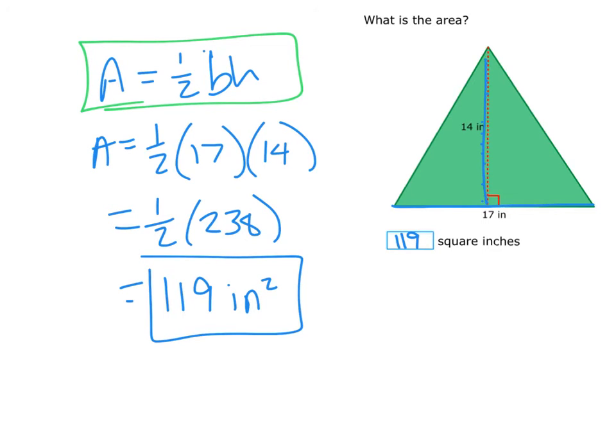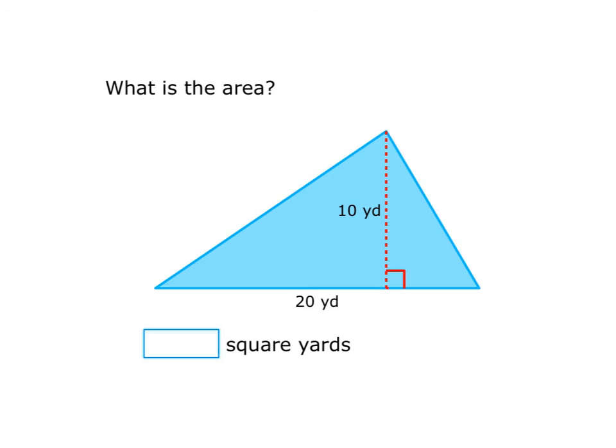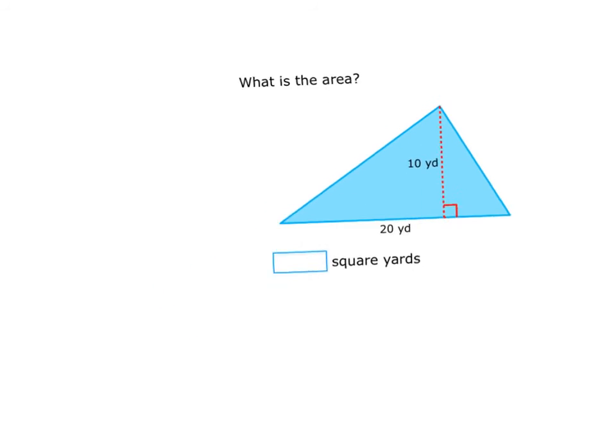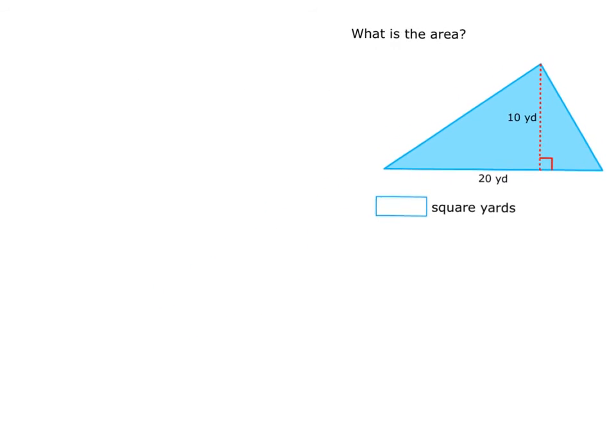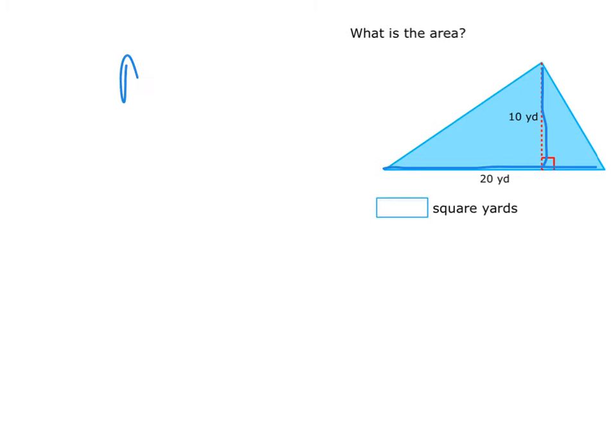Let's do one more, or maybe two more. I think I have one more. No, I have two more. Okay, here's another type of triangle. But again, you have the base length and you have the height length, so you can still do this. I'm going to rewrite the formula. Now, you don't have to write the formula every time. I'm rewriting it to help you remember. Area equals 1/2 base times height.